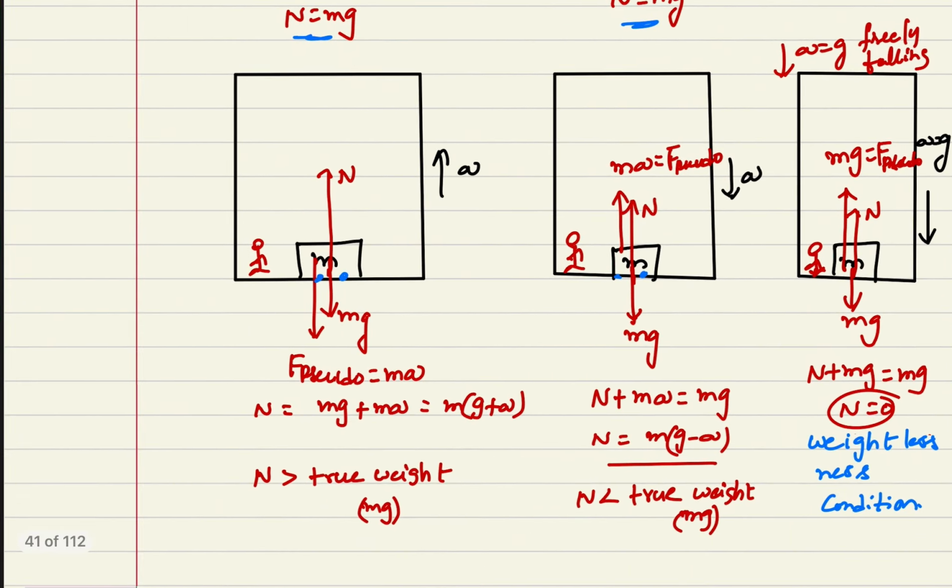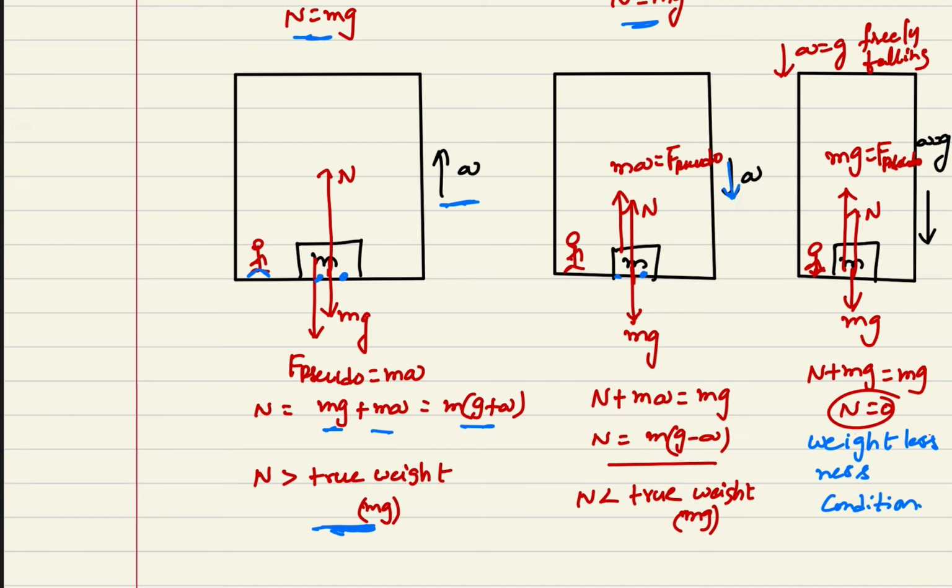Now, if the lift is accelerating in the upward direction with a, then with respect to a person inside the lift, I can apply the pseudo force in the downward direction, opposite to the lift acceleration. I get N equal to mg plus ma, that is m into g plus a. The N value is greater than the true weight. What is the true weight? mg. So the weighing machine reading you get is greater than the true weight.